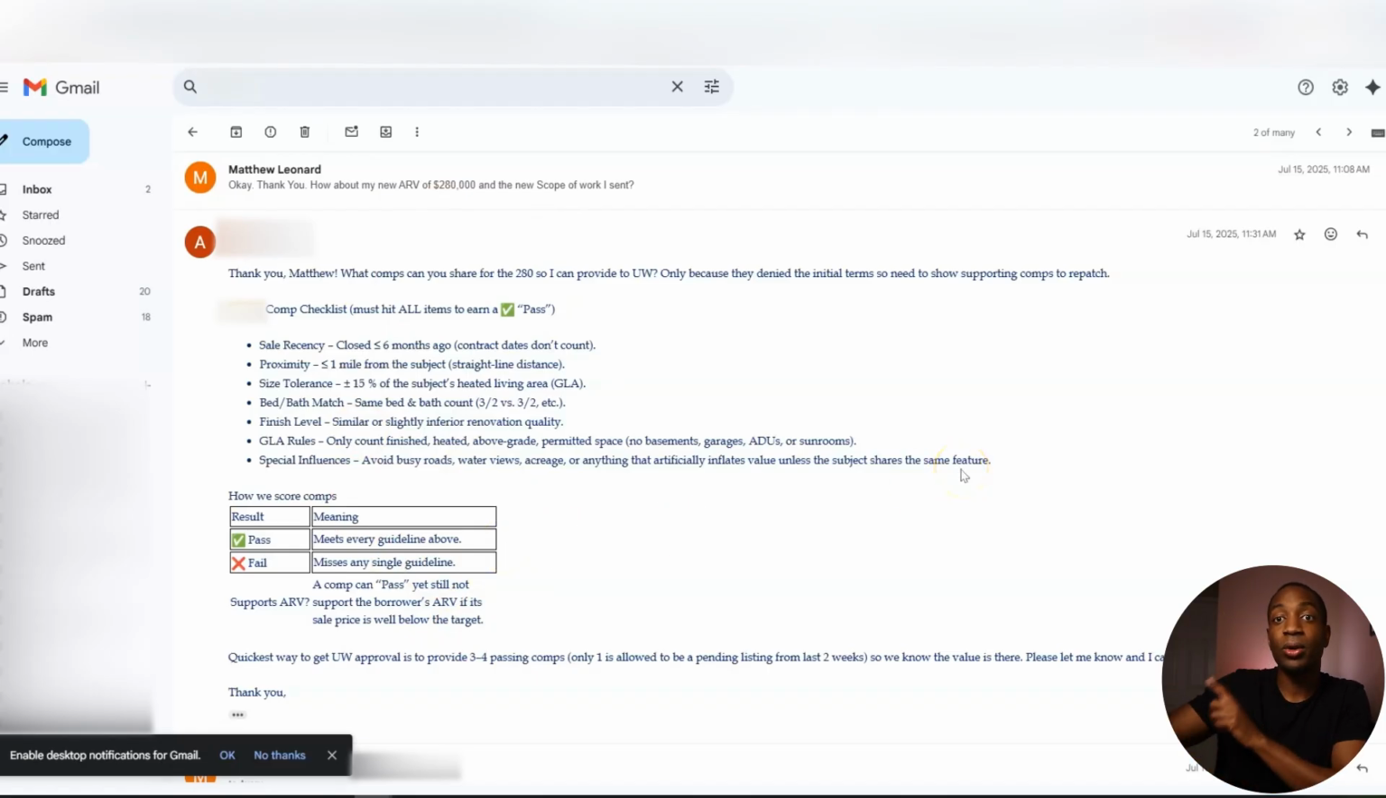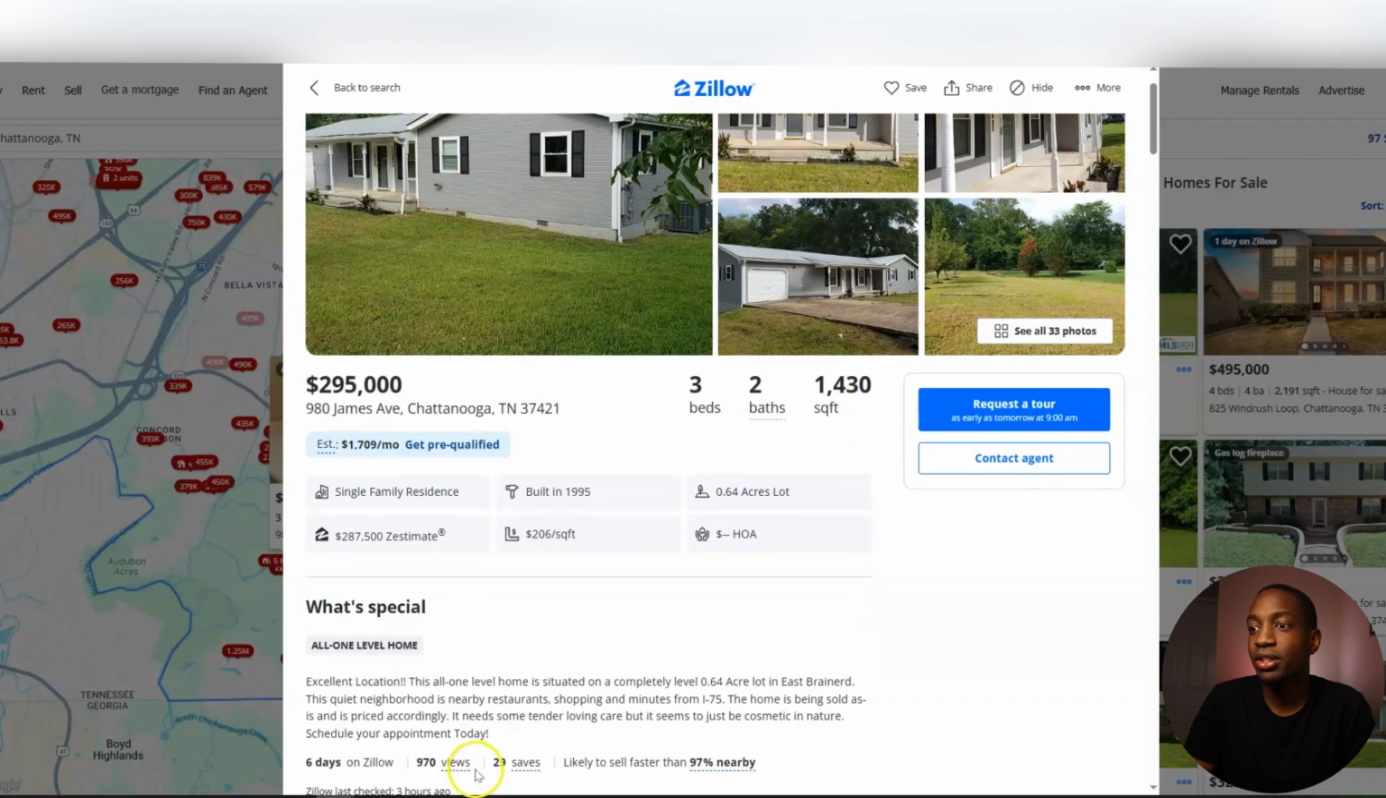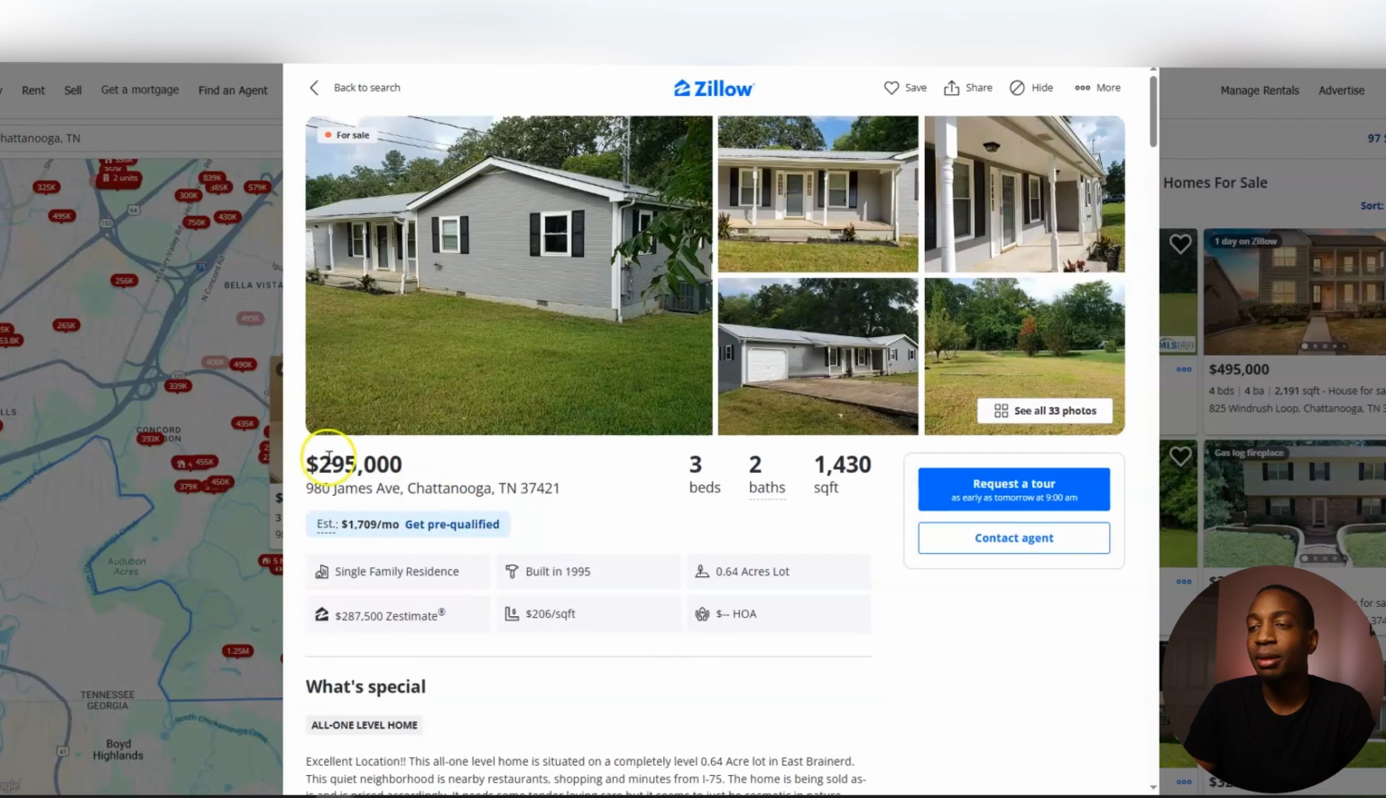So I'm actually going to go on a property that's listed, and we're just going to comp it on Propstream. I'm here on Zillow, and I'm looking at this house in Chattanooga. This is a 3-2, 1430 square feet. This is your classic 3-2 ranch style house, single level. These houses sell quickly.